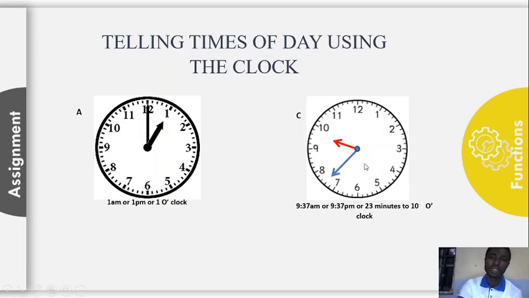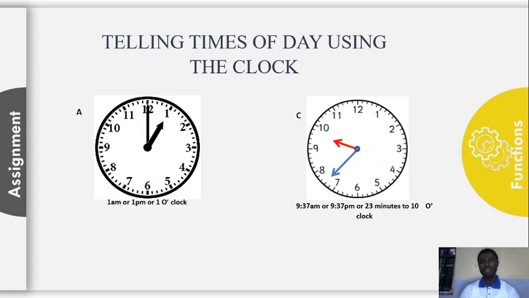Now, you can simply say 23 minutes to 10. Why is it 23 minutes to 10? If you count from where this longer arm is, from the next stroke down to 12, there are 23 of them, which is 23 minutes. 23 minutes before it will get to 12.